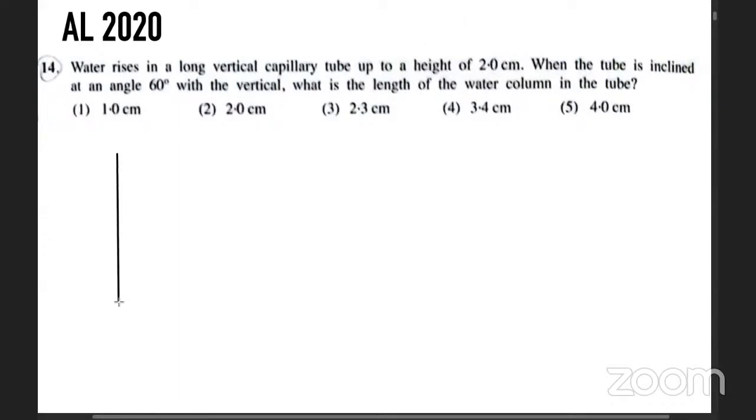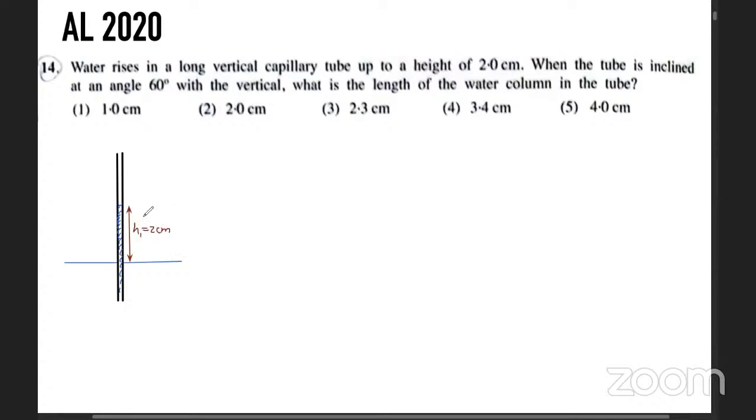So we have a capillary tube which is vertical. When the capillary tube is vertical, they are saying there is a rise of water up to a level of 2 centimeters. Since it's a capillary tube, even 2 centimeter height is significant. So this height is 2 centimeters. Take this as h1 equals 2 centimeters.